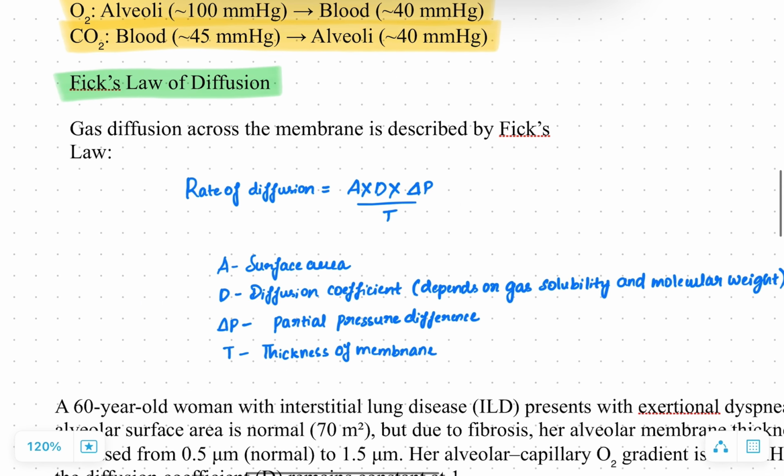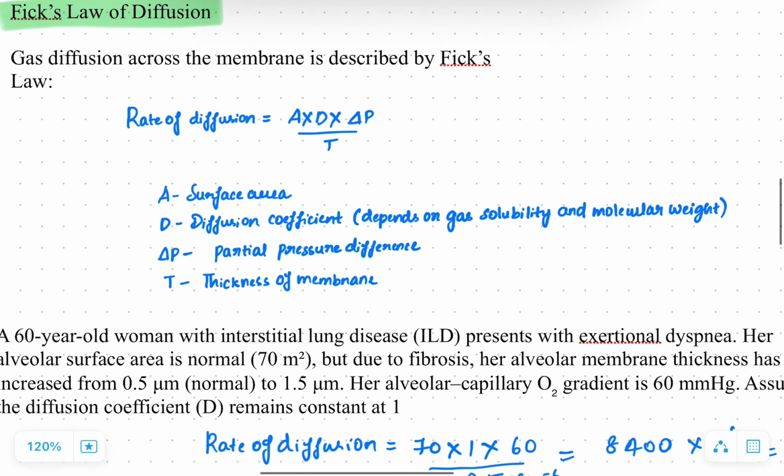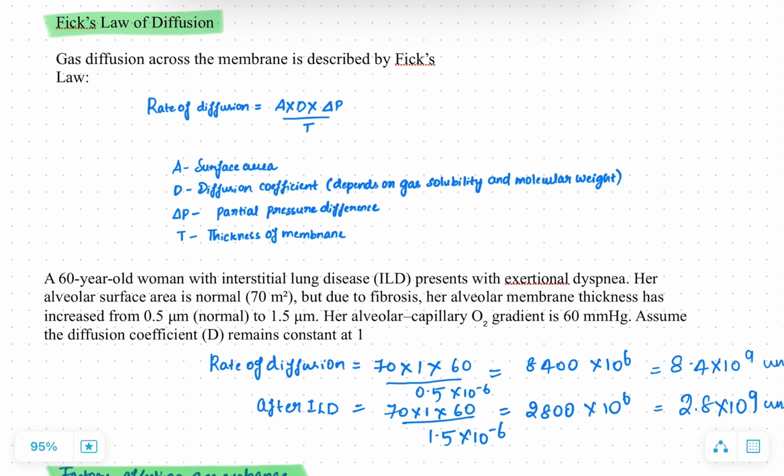Coming to Fick's law of diffusion, gas diffusion across the membrane is described by this law. The rate of diffusion is surface area times diffusion coefficient multiplied by partial pressure difference, divided by the thickness of the membrane. So it is inversely related to the thickness of the membrane and directly related to the surface area, the diffusion coefficient, and the partial pressure difference.